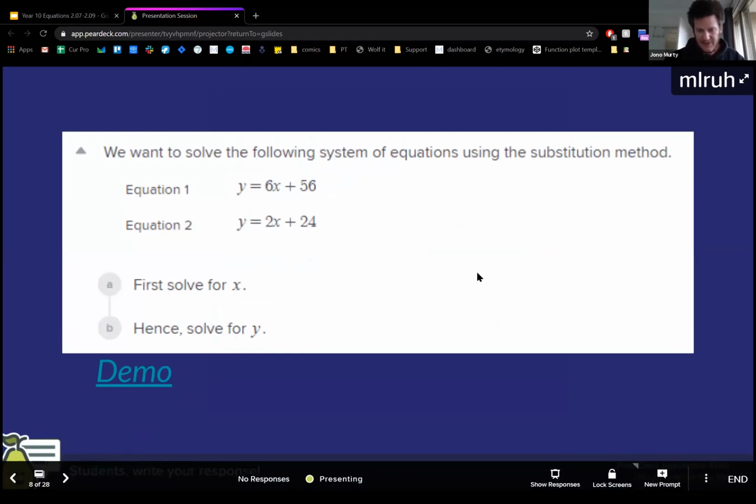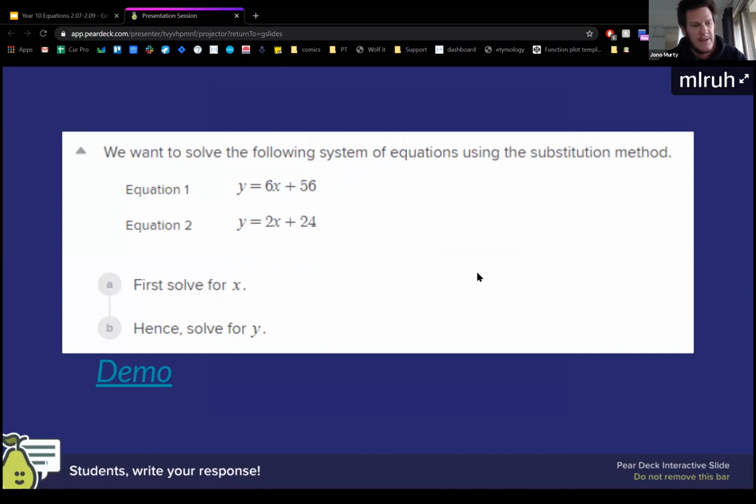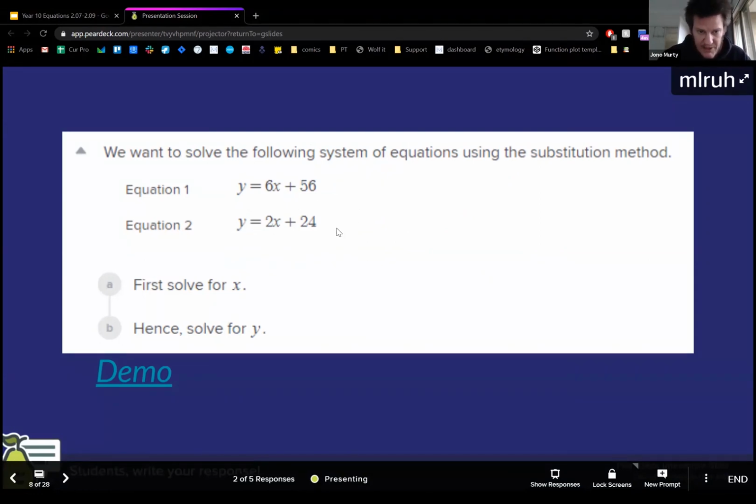Now, I haven't discussed the substitution method yet. Some of you probably are already familiar with it. So this is just a very simple one. Without me telling you what the substitution method is, let's see if we can solve this system of equations.